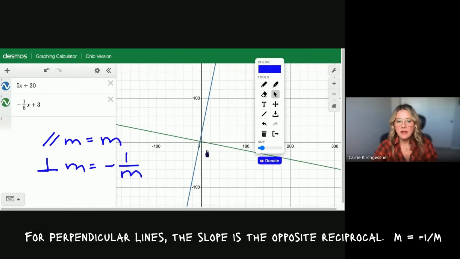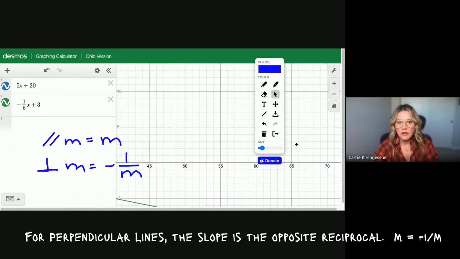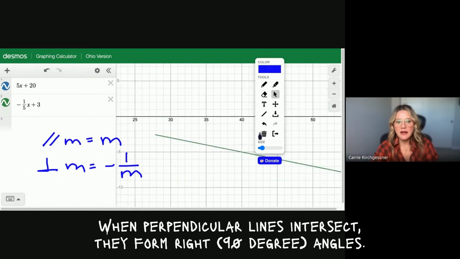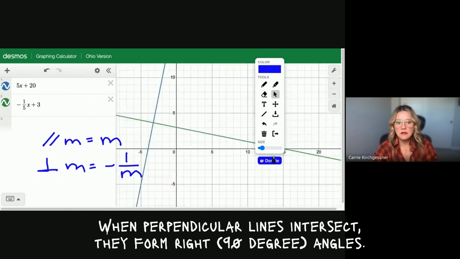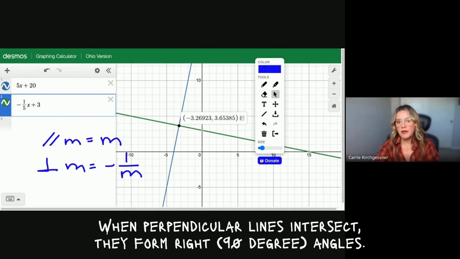And check it out. There we go. Now we have perpendicular lines, meaning they intersect at 90-degree angles. And the solution to this system of equations would be negative 3.26.